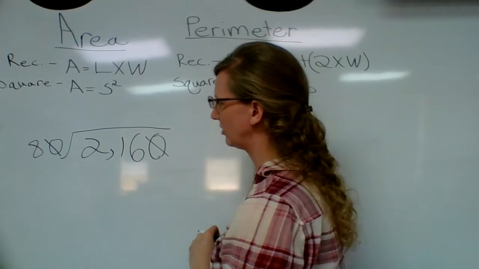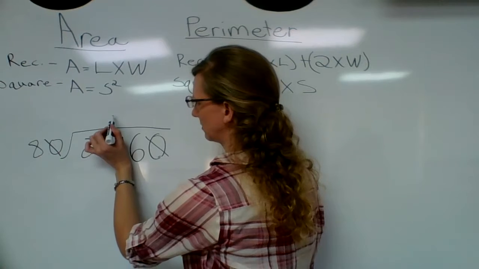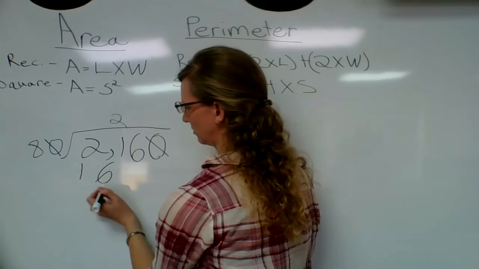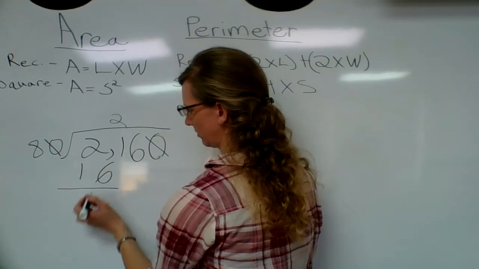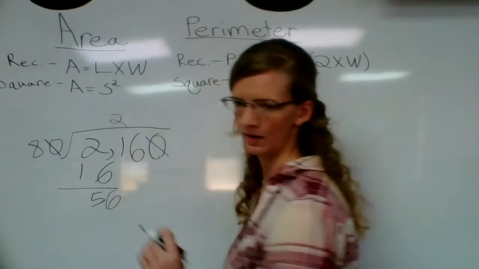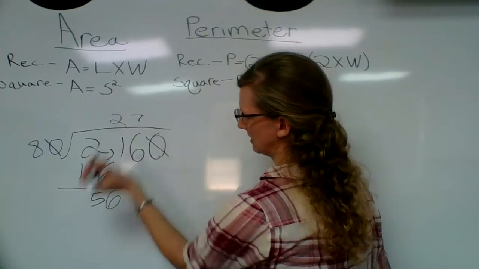Okay, 8 goes into 21. How many times? Let's try 2, with 5 left over. And 8 goes into 56 7 times.